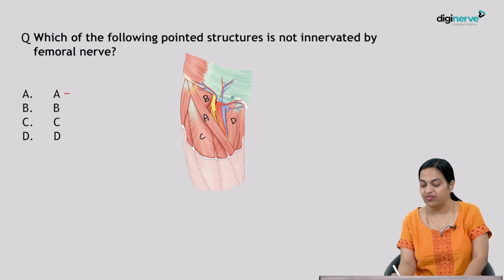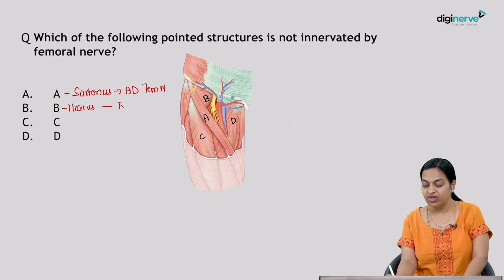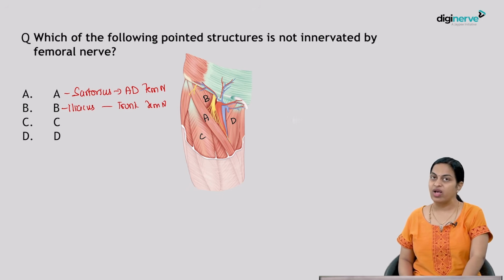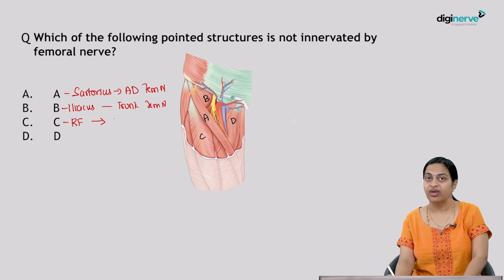Which of the following pointed structures is not innervated by the femoral nerve? Yes, you can help me identify. A is sartorius, that is innervated by a branch coming from the anterior division of the femoral nerve. B is iliacus. Iliacus is innervated by a branch coming from the trunk of the femoral nerve. Nerve to iliacus, nerve to pectineus, and vascular branches arise from the trunk of the femoral nerve.